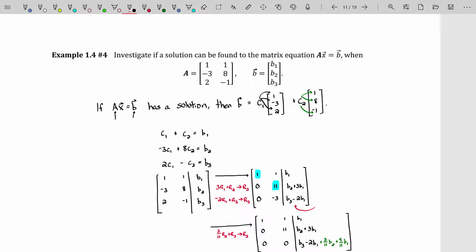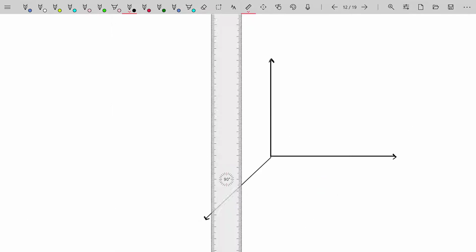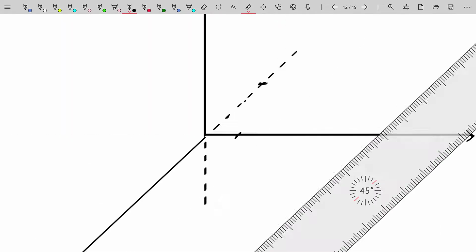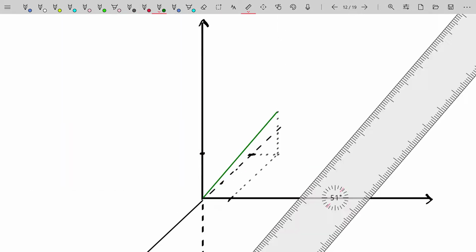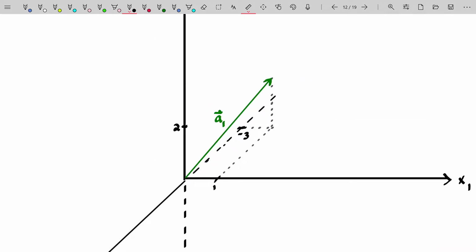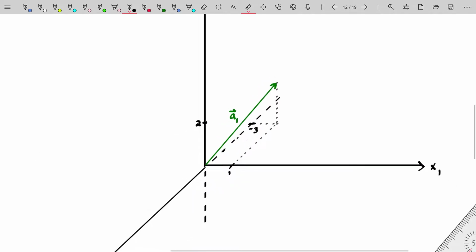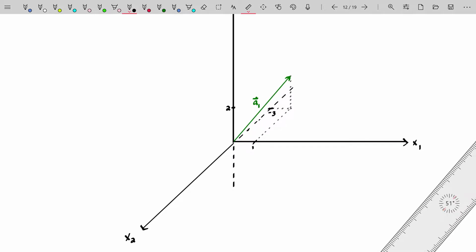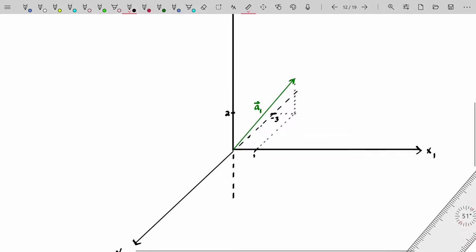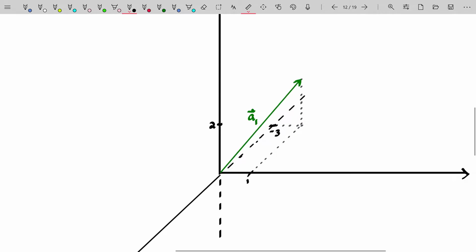Now, I've told you in the past, I am atrocious when it comes to graphing in 3 dimensions, but I'm going to give this a good old college try. The first column of our matrix A is 1, -3, 2. Going over 1 in the x sub 1 direction, backwards 3 in the x sub 2 direction and up 2 in the x sub 3 direction, we get that green vector that represents the column vector a sub 1.